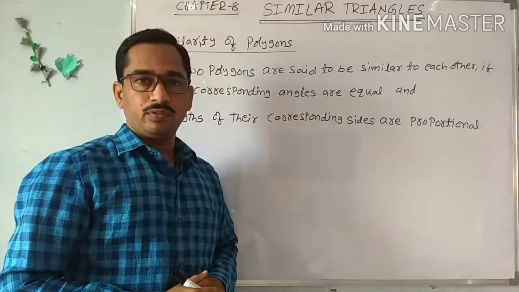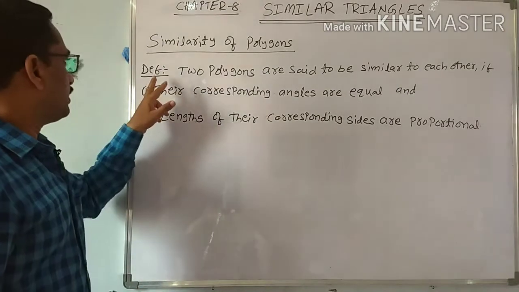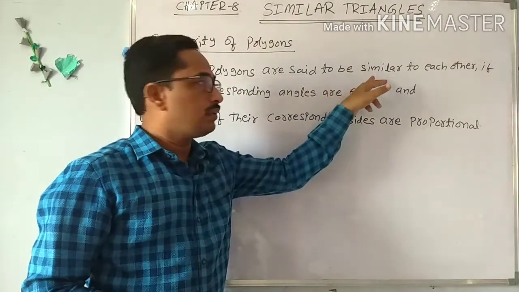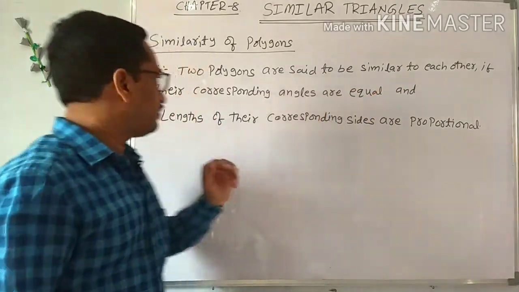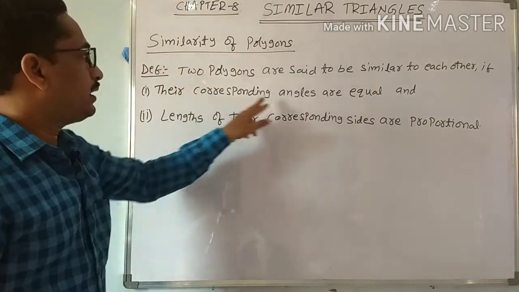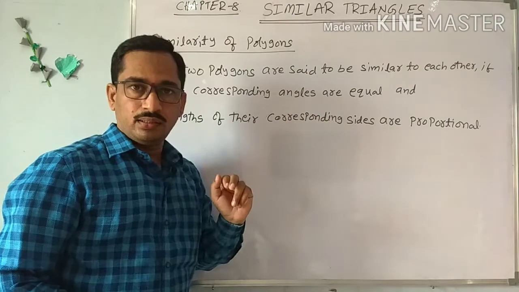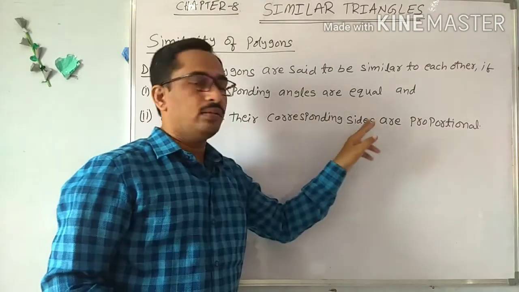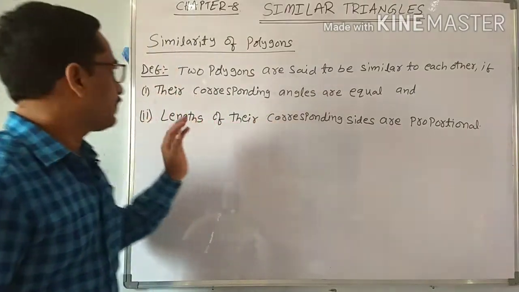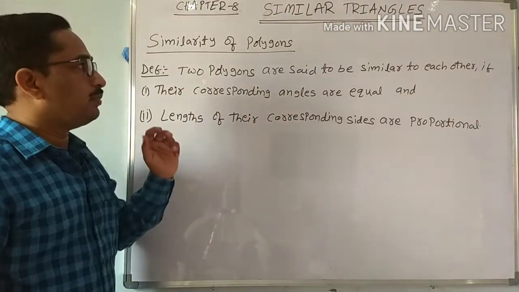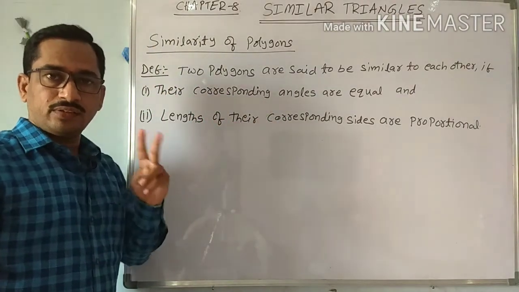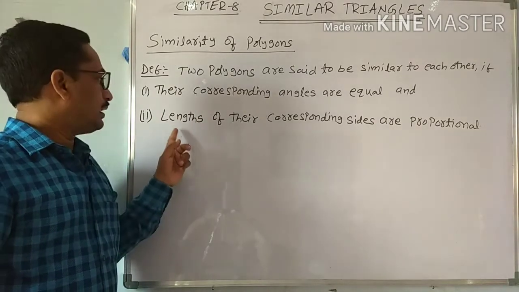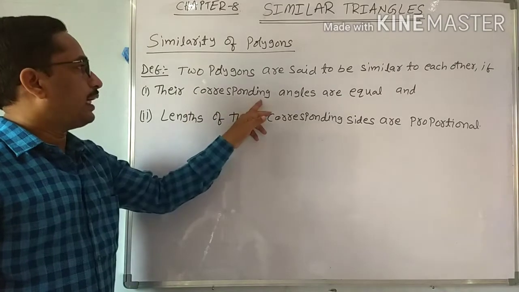Now, similarity of polygons. See the definition: two polygons are said to be similar to each other if their corresponding angles are equal and the lengths of their corresponding sides are proportional. See once again, two polygons are similar if they satisfy two conditions. The first relates to angles, and the second to lengths. The corresponding angles are equal.